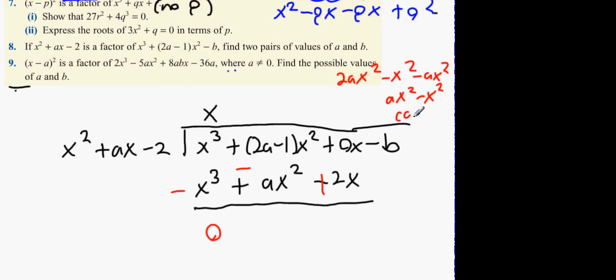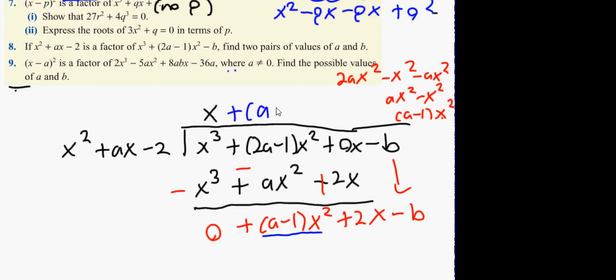And then you can factorize out again, and we're going to get a minus 1 x squared. So we're going to get plus a minus 1 x squared. 0x plus 2x is 2x. Take down the minus b. Now, how many times does x squared go into a minus 1 x squared? A minus 1. Because whatever number comes in front of the x squared is how many times it goes in. So we're going to get a minus 1 x squared. Remember the brackets or else it's not correct.